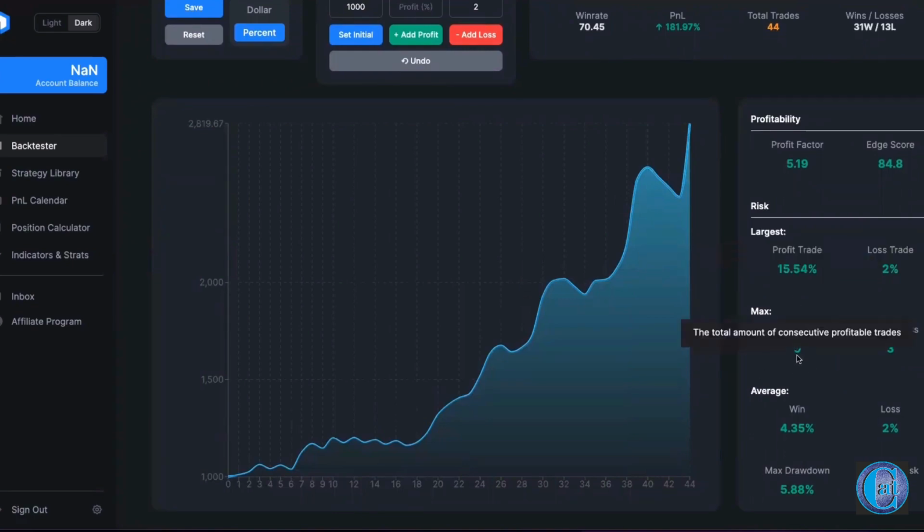Total consecutive wins 9, total consecutive losses 3. So, man, I'm telling you, it's super, super solid. So the losses were 2%, and the average win was 4.35%, with the largest being that much. So the largest one, the risk to reward ratio was almost 1 to 8. It was like 1 to 7.75, right?